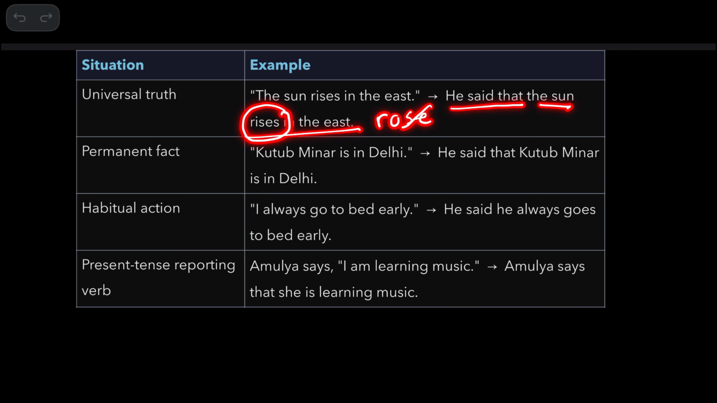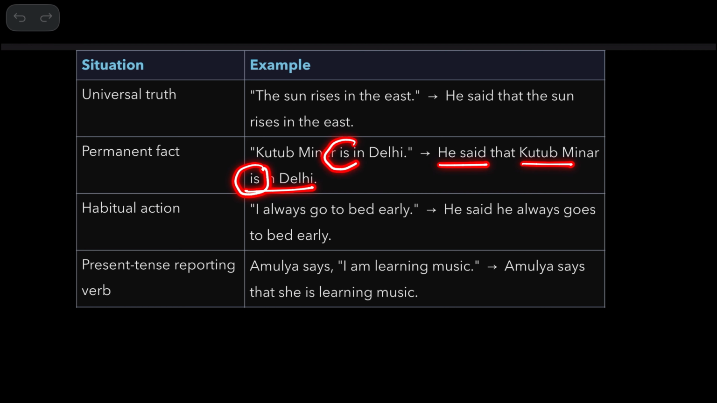This is not required. Qutub Minar is in Delhi. This is a fact, okay? So he said that Qutub Minar is in Delhi. So you still use the word is, you don't change it because it is a fact. I always go to bed early.